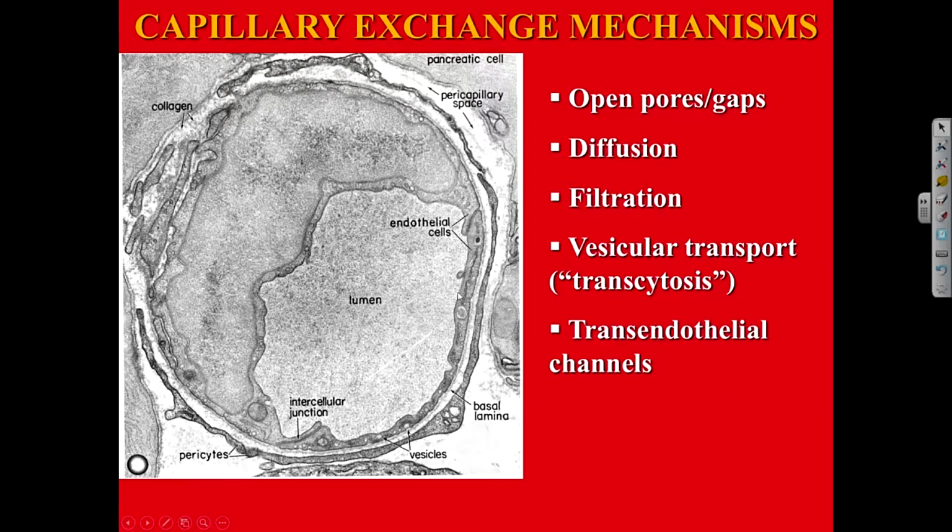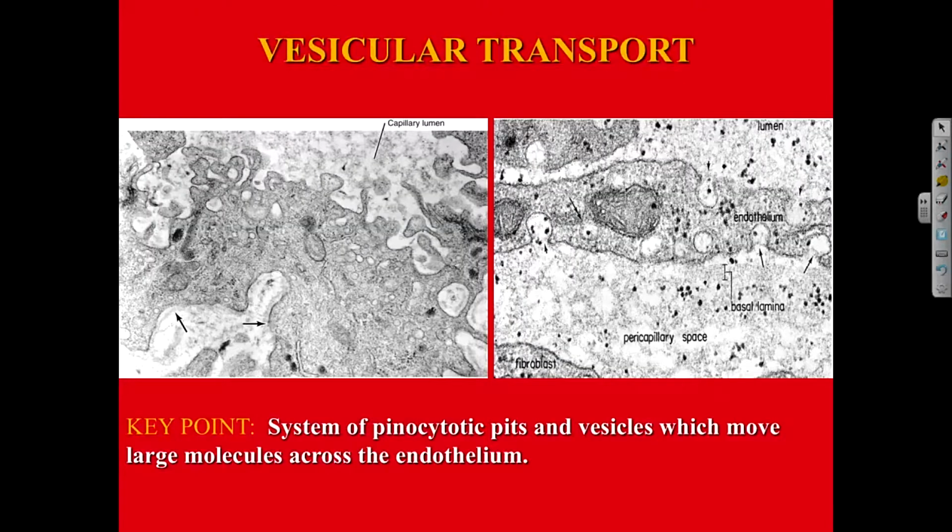You can get vesicular transport to help compounds pass across the endothelial cell, and sometimes these vesicles may line up to form a channel, so you can get much more rapid transport. Okay, so these are all mechanisms of exchange by which compounds and fluids can pass into and out of a continuous capillary or fenestrated capillary. Okay, so this shows you the vesicular transport.